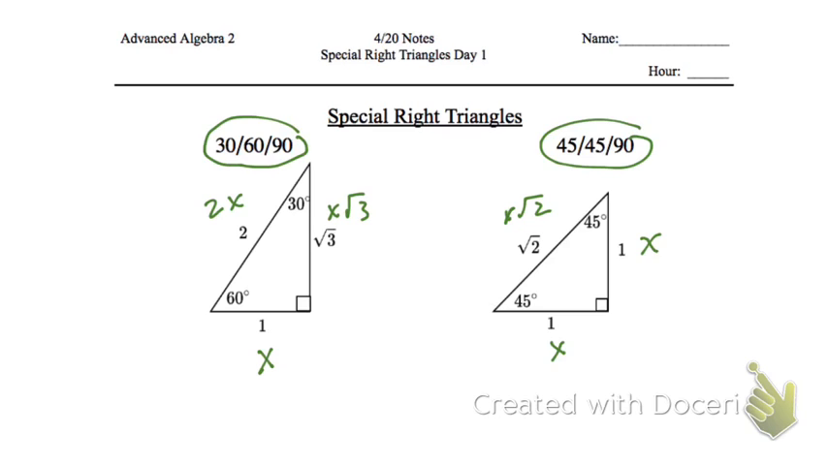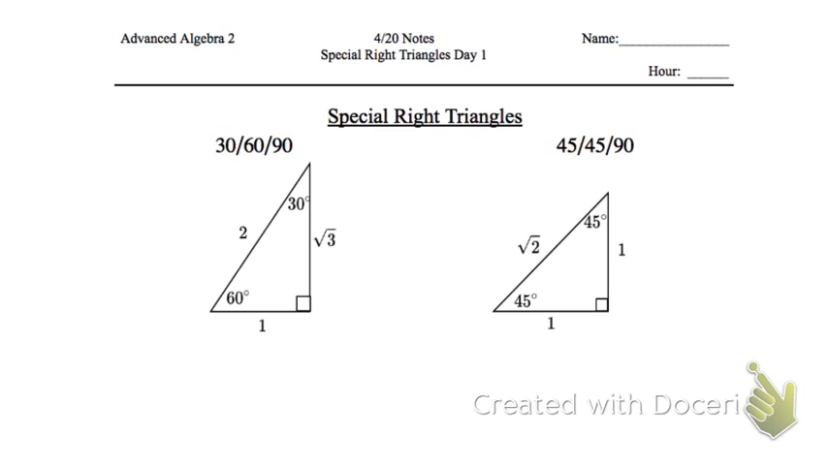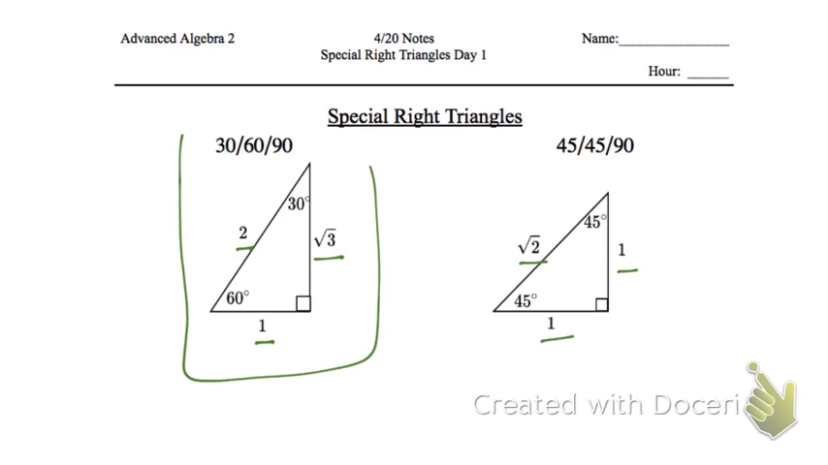Now when you go on to next year's class, they'll just take away those x's and they'll just use 1, 2, and square root of 3. And 1, 1, square root of 2. So that's how we're going to do them today, just to get you ready for your next math class. And we're going to look at some problems today where I want you to be able to do them without a calculator. Okay? But to do that, you have to know the layout of these two triangles.